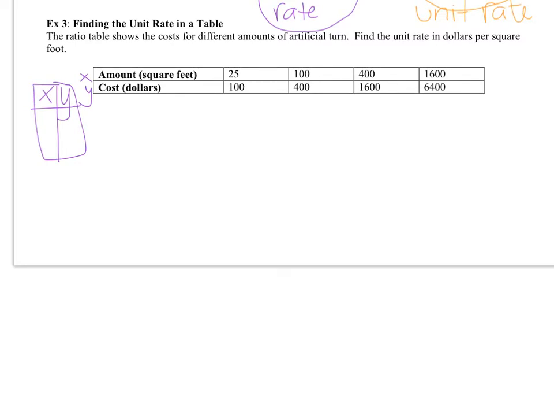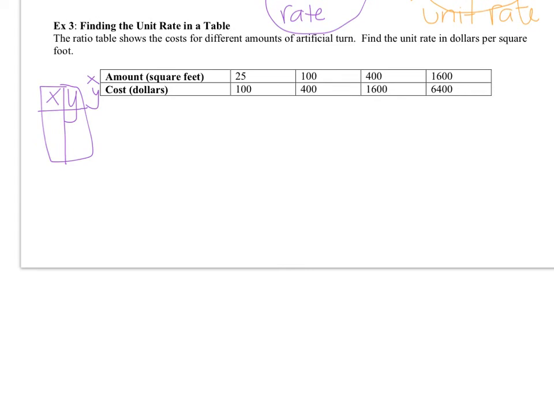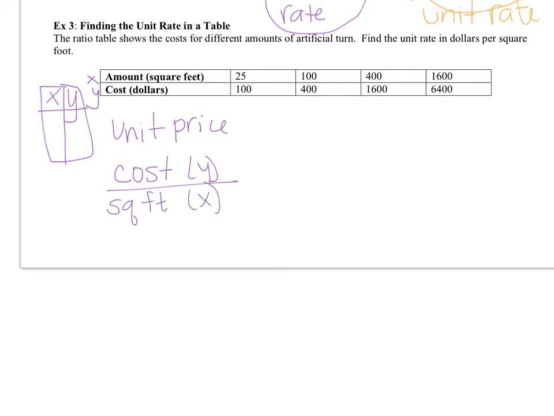Now we are finding the unit price. Unit price, you are always going to take your cost, which is your Y value, and divide it by whatever you're buying. In this situation, it is square feet. Square feet is going to be our x value. So y divided by x. I'm going to take every entry from our table, and take cost divided by square feet. You ready? So 100 divided by 25. Cost divided by square feet.